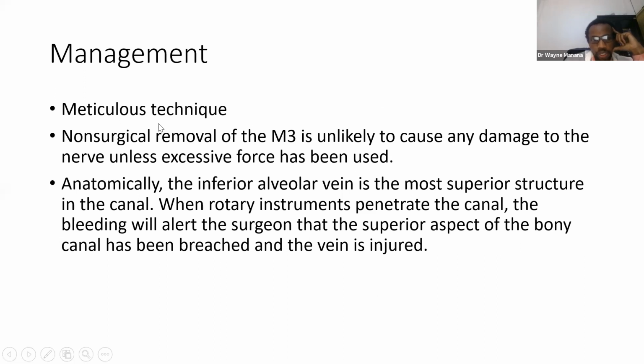But to manage, you have to be meticulous in your technique. And most of the time when you do non-surgical extraction of wisdom teeth, you are less likely to end up with damage to the inferior alveolar nerve. And one important take home message for the inferior alveolar nerve: normally as you are drilling, if you notice a sudden bleed, we know that the inferior alveolar nerve is the most superior structure in the canal. And when rotary instruments penetrate the canal, the bleeding will alert the surgeon that the superior part of the canal has been breached.